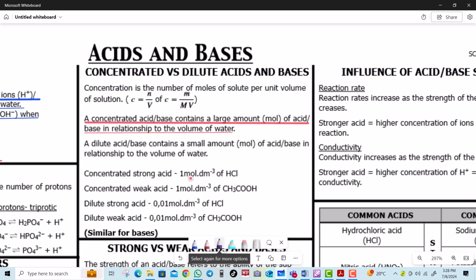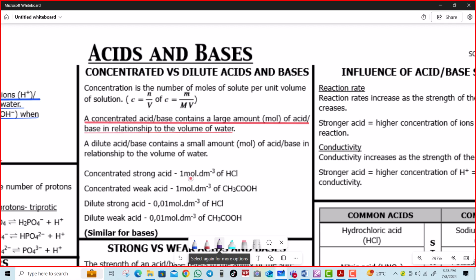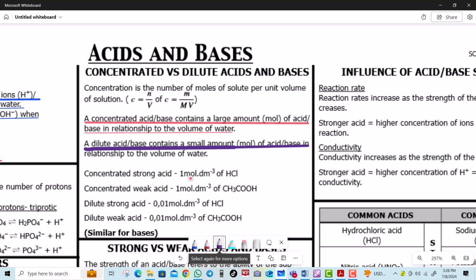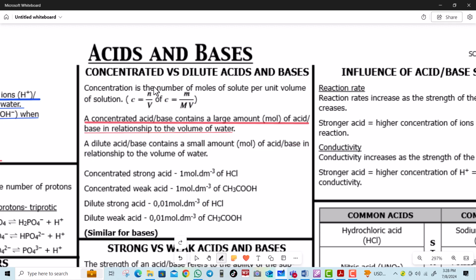However, if they say define a dilute acid or a base, this is what we say. A dilute acid or base contains a small amount of moles of the acid or base in relation to the volume of water. I repeat, a dilute acid or a dilute base contains a small amount of the acid or base in relation to what? To the volume of water.